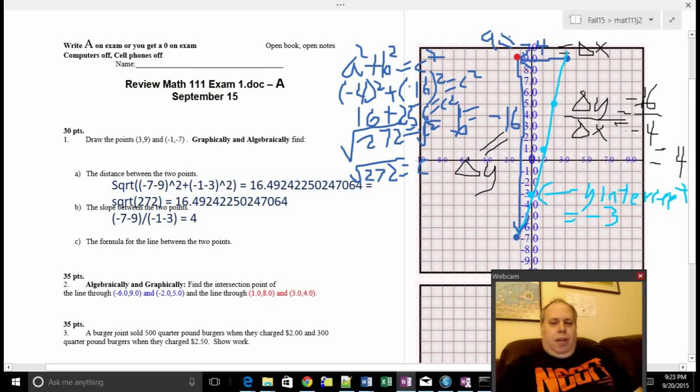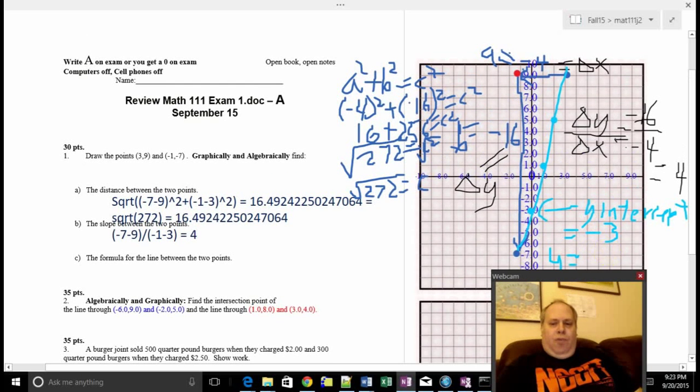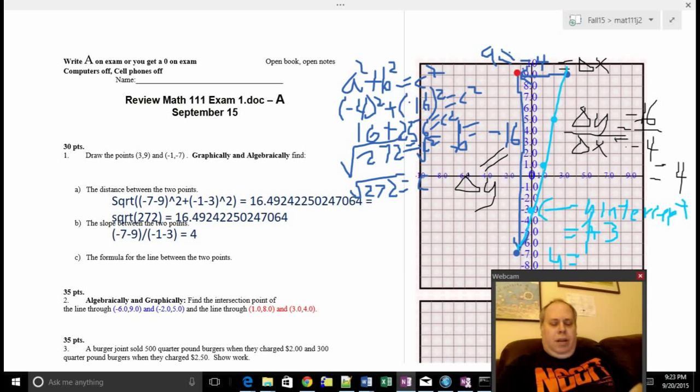So, since the slope is 4 and the intercept is -3, I got my formula. y equals 4x minus 3. So that's how we do this guy.